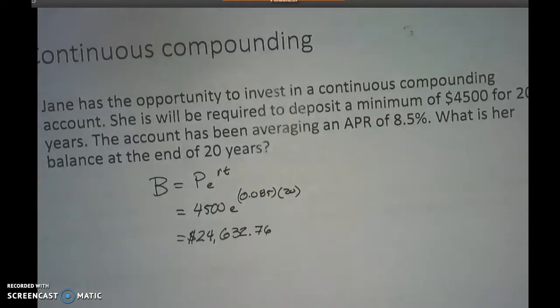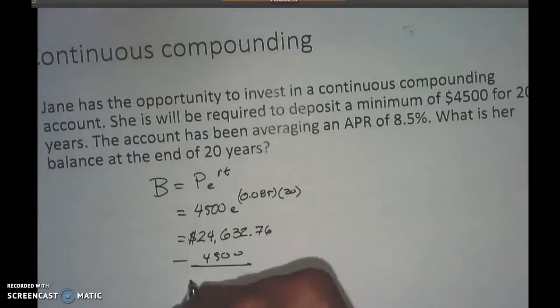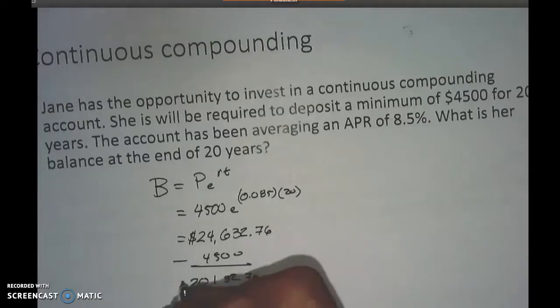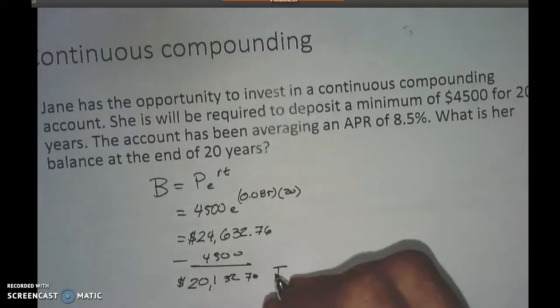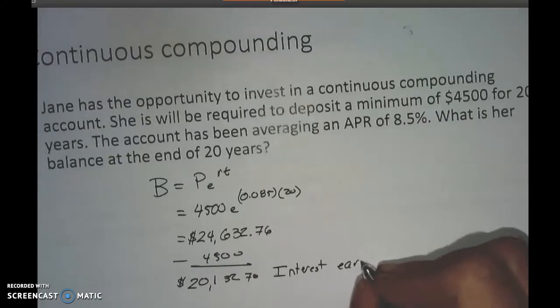So if you do that correctly on your calculator, you got about $24,632.76. Again, if I just come in here and subtract the principal amount, I can see the interest earned. Okay?